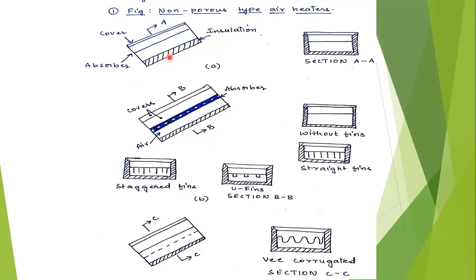Most significant, if you look at figure B, it shows a design without fins, one with straight fins, one with U fins, and one with staggered fins. So without fins there is only one design, and with fins there are three types of designs: staggered fins, U fins and straight fins. In most of the designs in figure B, air will be flowing behind the absorber surface.